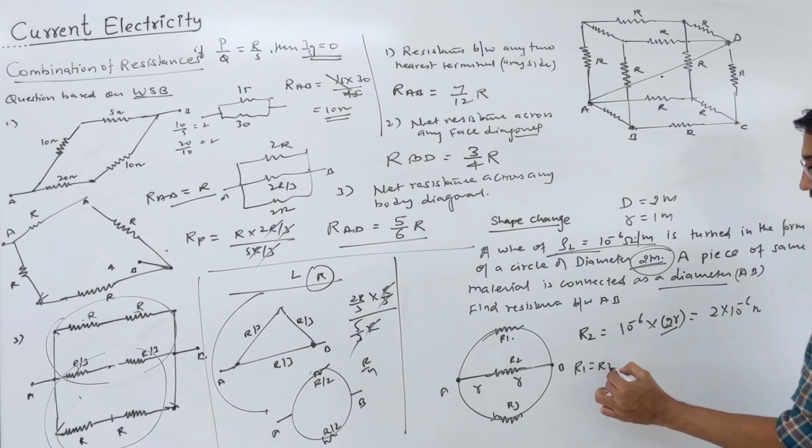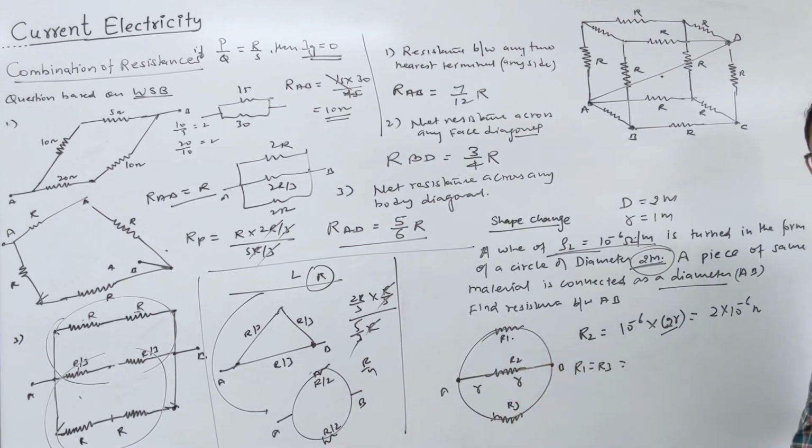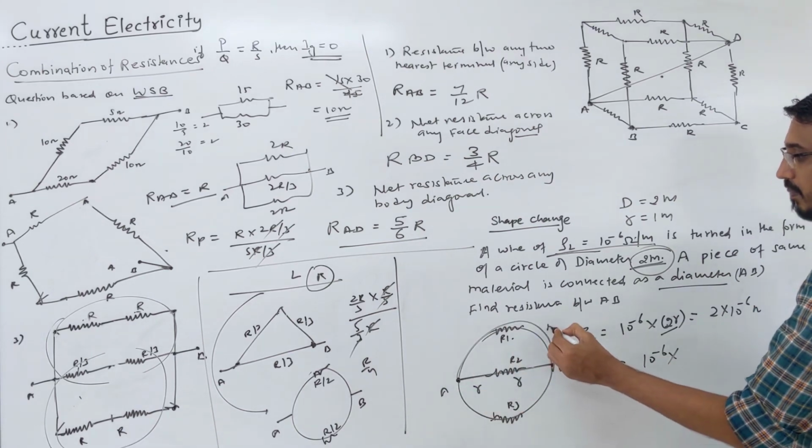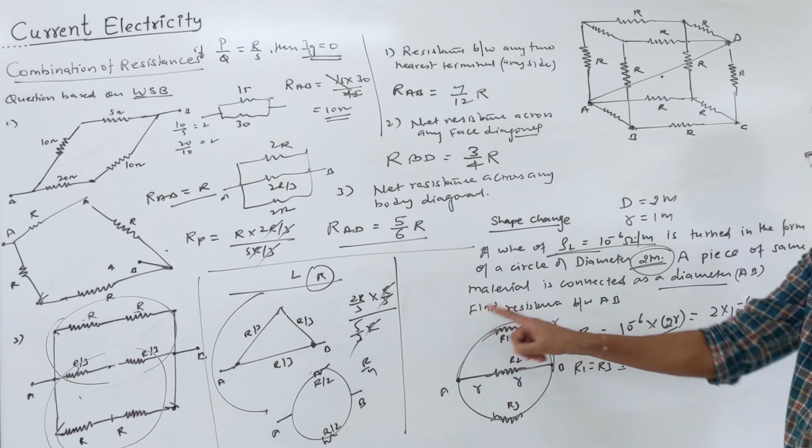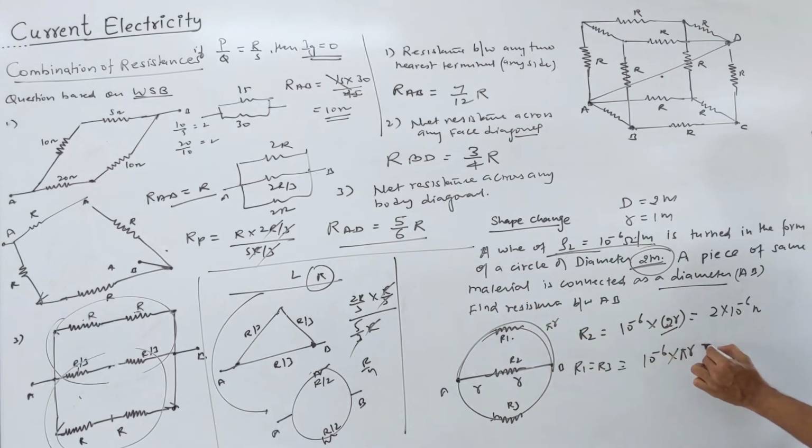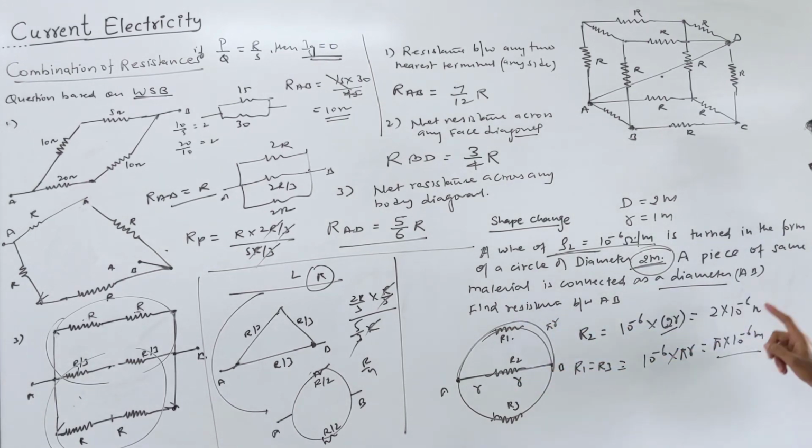R1 and R3 will be equal because both are semicircles, right? So resistivity is 10 power minus 6 into length. The length of this piece is what? Pi r, right? Semicircle. R is 1 meter. So this answer will be pi into 10 power minus 6 ohm. Now these three resistances are connected in what? Parallel.